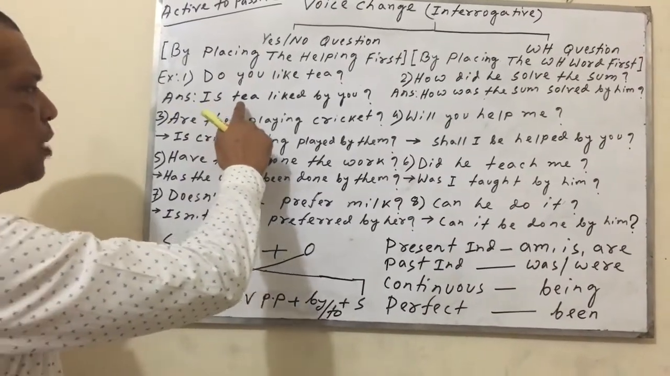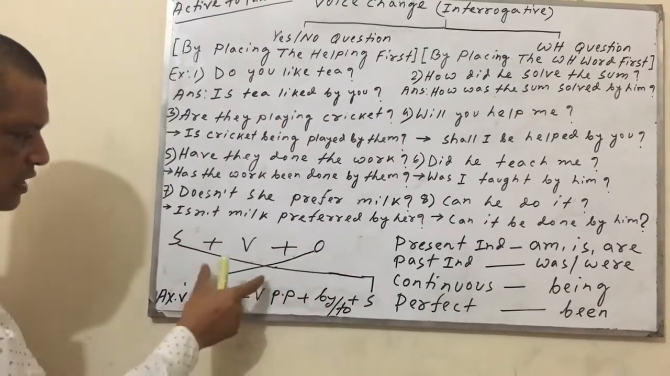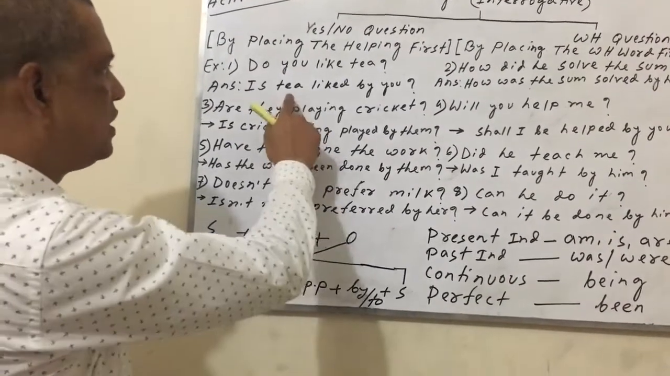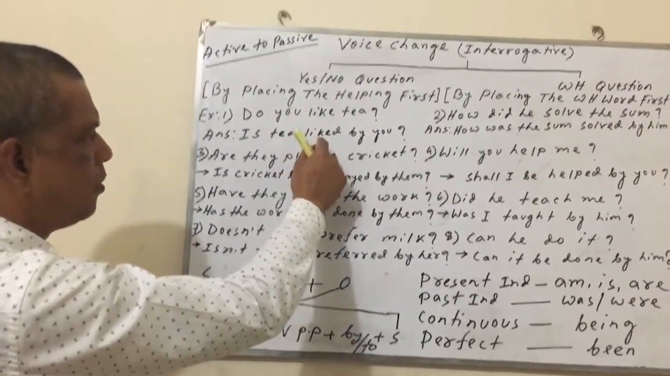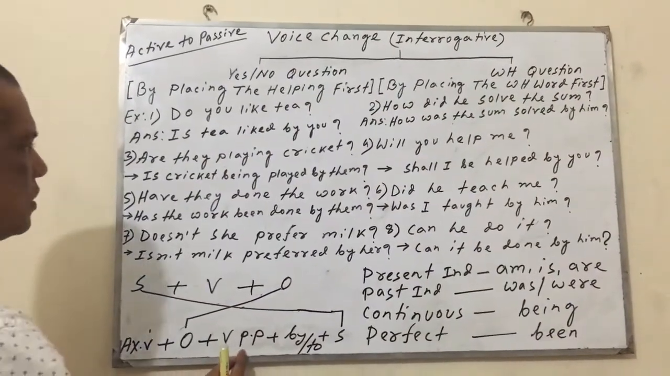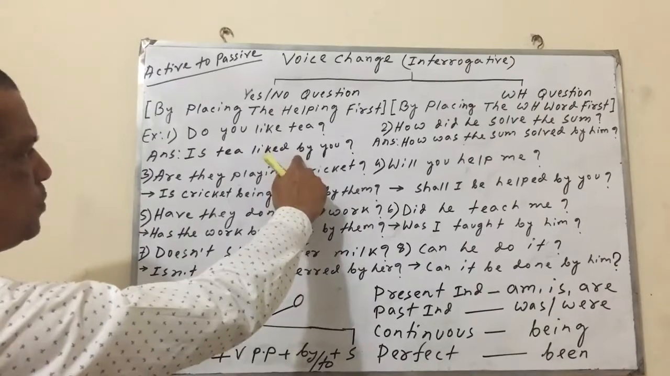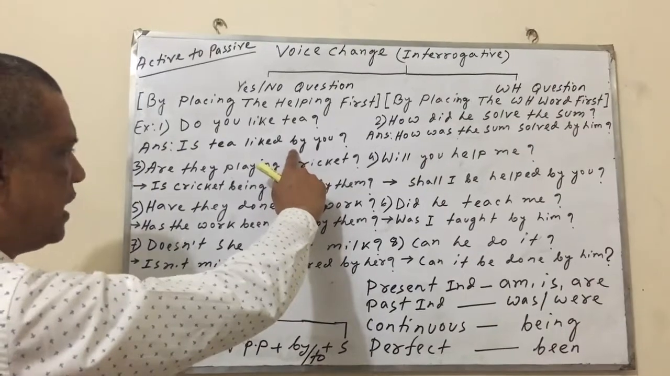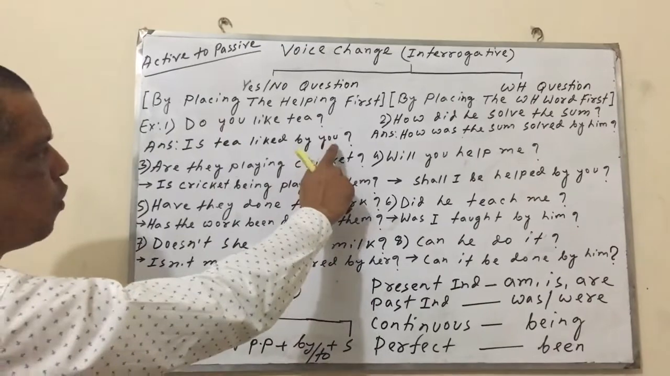Then you have to use the object. Here is a structure for your support. Tea, then you have to convert the principal verb into past participle, liked. This is the third part. The fourth, you have to use a preposition, in general "by." I have already used "by" here. And last of all, you have to change the subject into object.